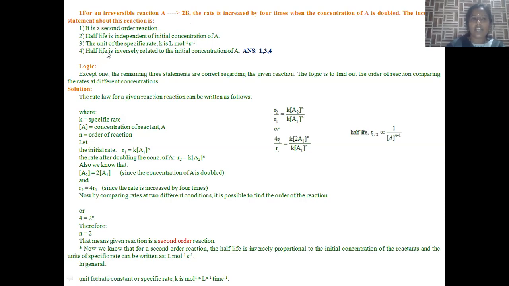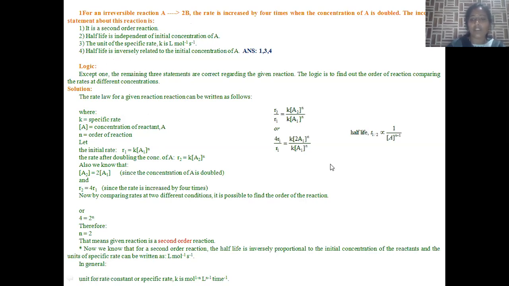For a second order reaction, the half-life is not independent of concentration. So if it is independent, it does not come under second order. The second option is the wrong statement from all these 4. Now the statement: half-life is inversely proportional to initial concentration.